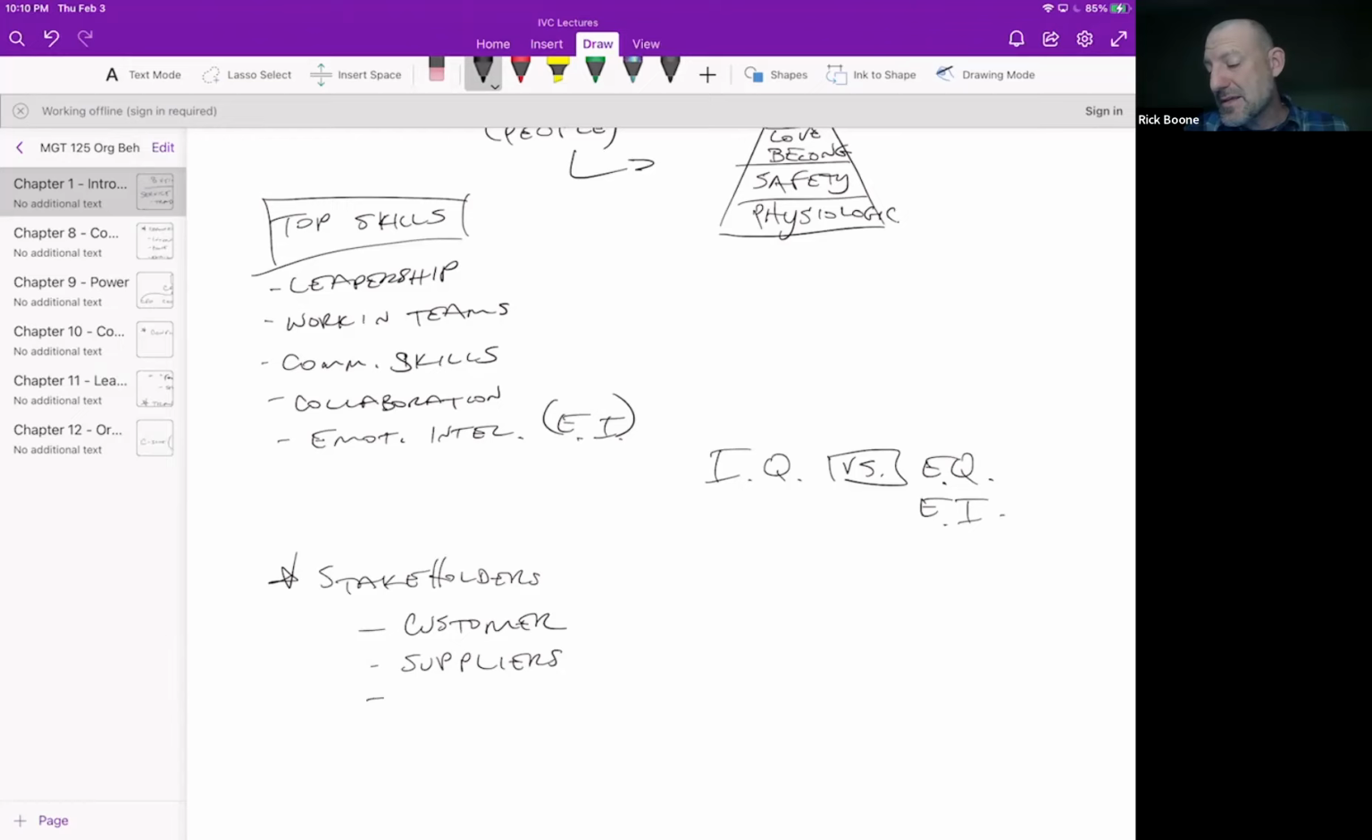Sometimes one that's missed as a stakeholder is the employee.